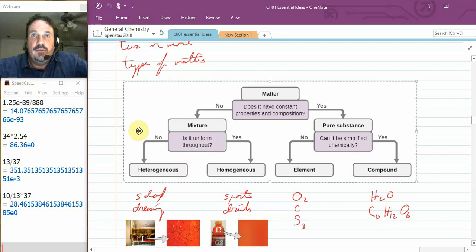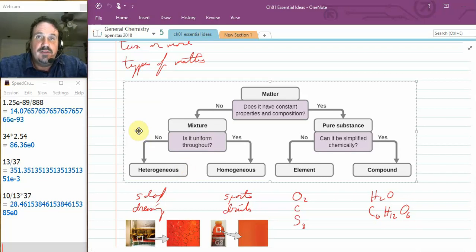Homogeneous meaning the same throughout, and hetero meaning different throughout. So if I look at a sample of that mixture, is it the same no matter where I look? The top of the jar, the bottom of the jar, somewhere in the middle. No matter where I look, is it the same? If it is, well, that's a homogeneous mixture.